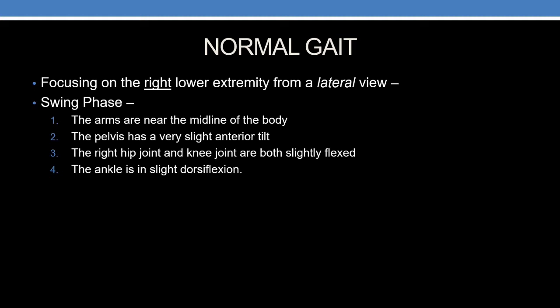Now again, looking at the right foot from a lateral view, in the presence of normal gait, we would see that the arms are near the midline of the body. The pelvis has a very slight anterior tilt. The right hip joint and right knee joint are both slightly flexed, and the right ankle is in slight dorsiflexion.